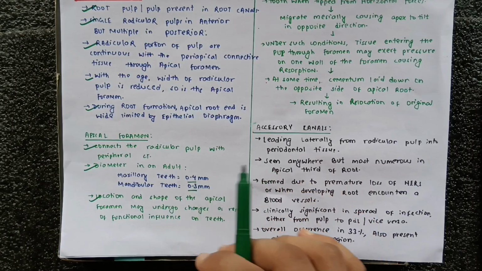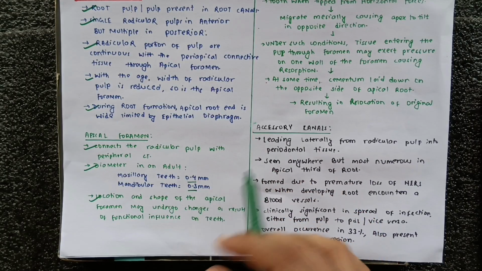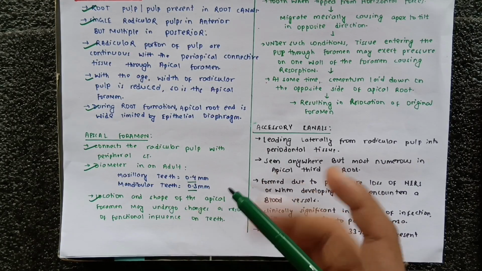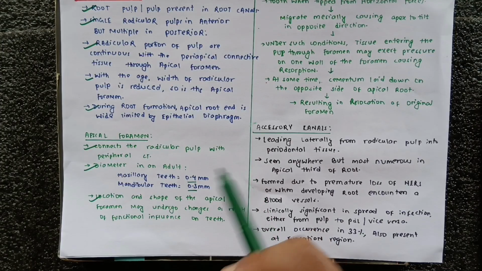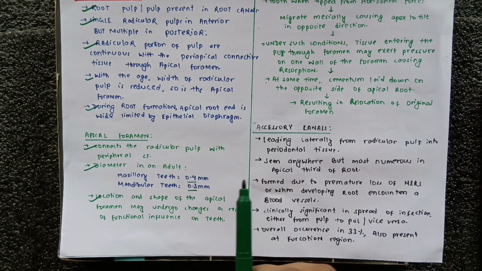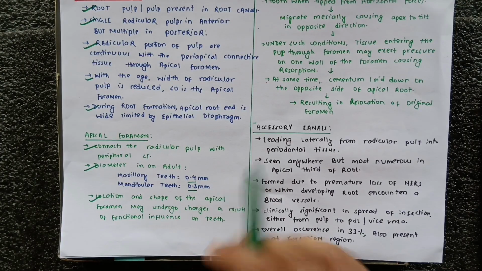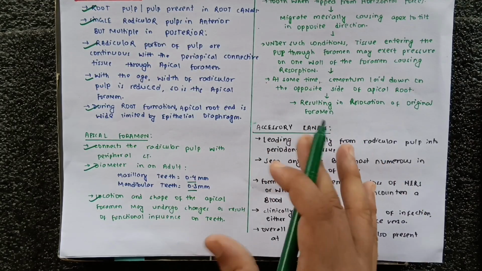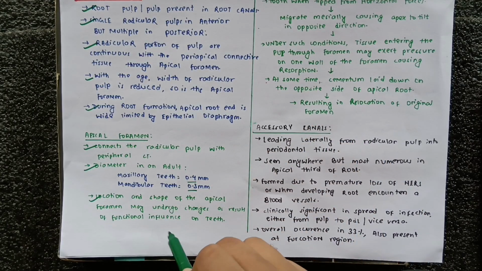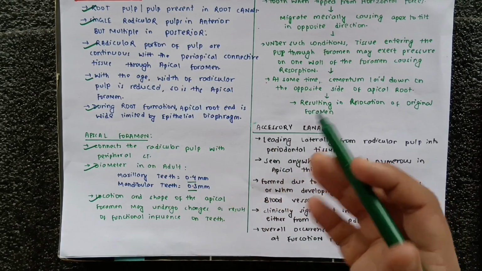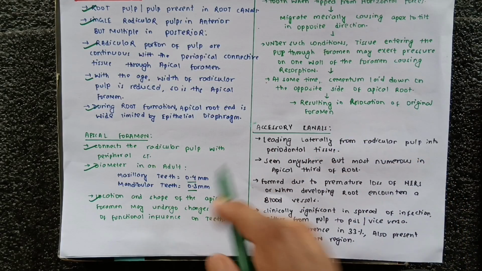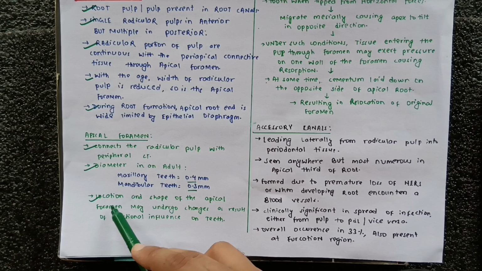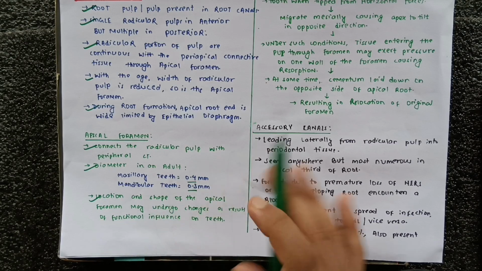So what is the functional influence? As we have the tooth, the canine has a tearing function, the incisors have a cutting function, and the molars have a chewing function. So every tooth has different functions, and with their different functions there is a functional influence, and that causes a change in the location and the shape of the apical foramen.